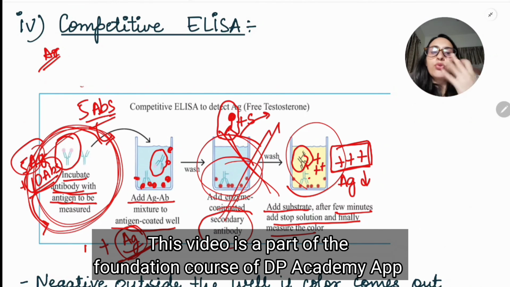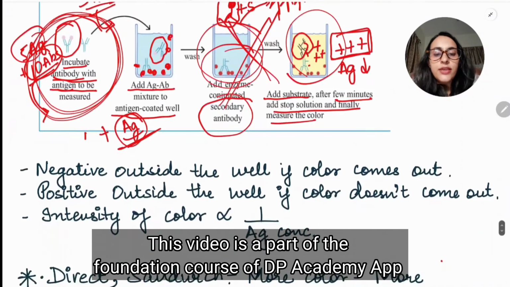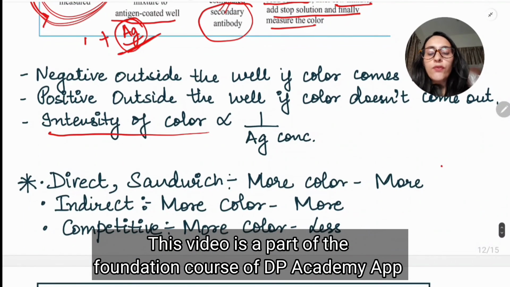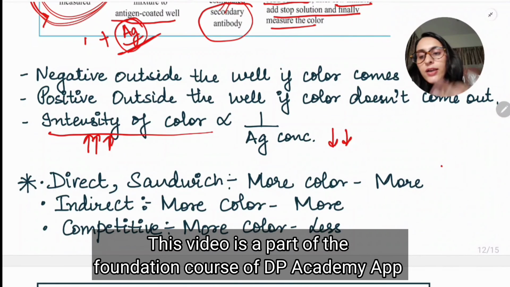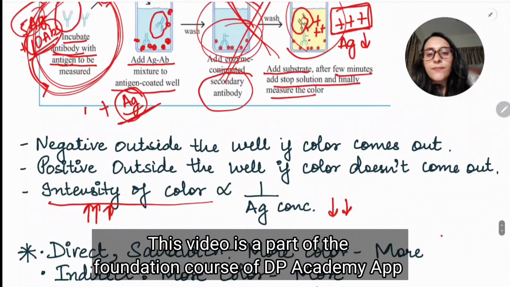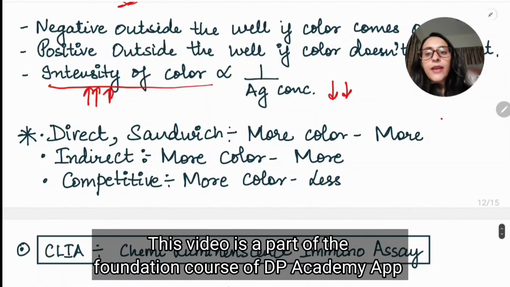Antigen and antibody reacted earlier, so no reaction is occurring in the plate. That means there is more antigen present, so that is inversely related. If the intensity of the color is more, that means the antigen concentration is less. If the color is not changing, that means more antigen concentration is present. So this is the competitive ELISA.